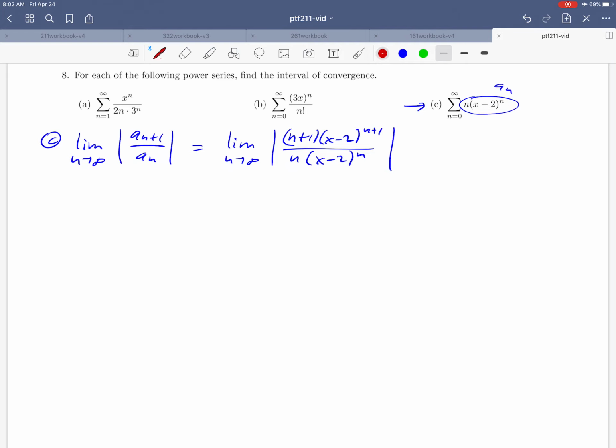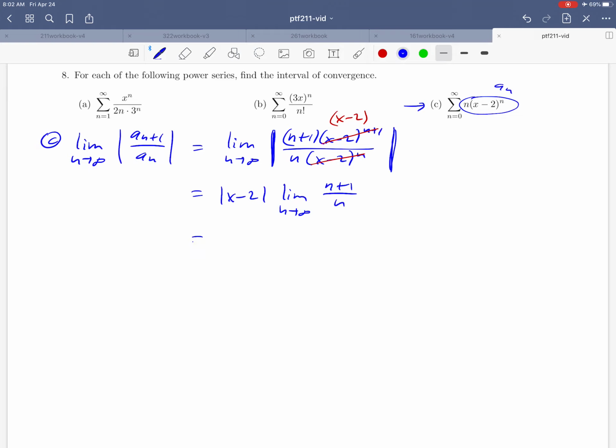All right, can we cancel anything? Well, we have x minus 2's in the top and the bottom, so if we cancel those, we're going to get an extra x minus 2 in the top. Notice that x minus 2 doesn't have any n's in it, so we're free to move the x minus 2 outside as long as we remember that we're taking the absolute value of it. So it's going to come outside as the absolute value of x minus 2. And what's left over inside is just the limit as n goes to infinity of (n plus 1) over n.